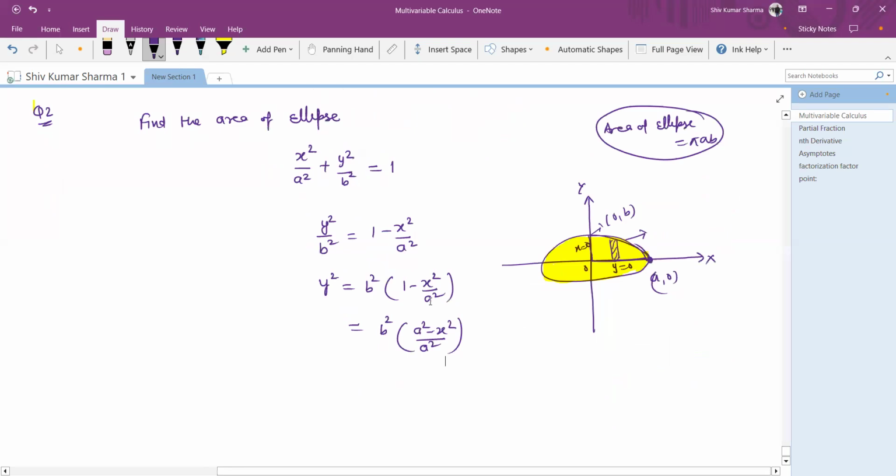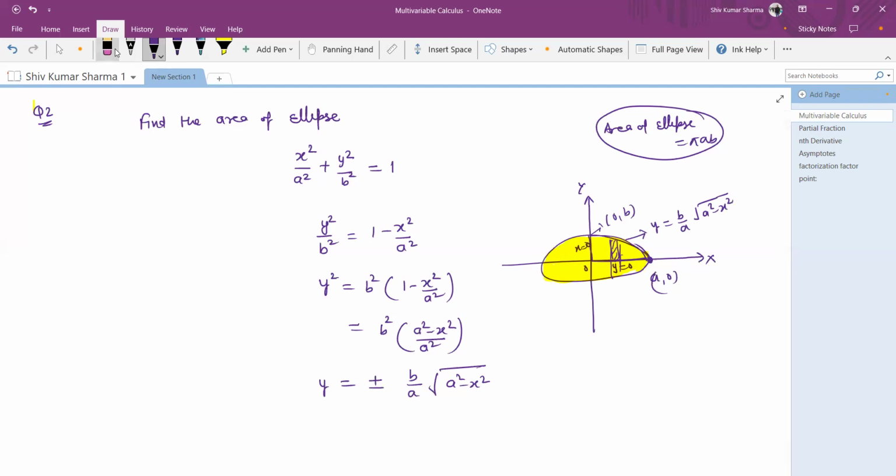Okay, so we are going to calculate for the first quadrant. We take the value of y as b upon a root a square minus x square. But when we are taking the first quadrant, we take the limit as y equal to b upon a into root a square minus x square. If we were taking the elementary step for the complete ellipse, then we would take the limit as minus b upon a to plus b upon a. But we are not taking the elementary step for the complete one, so we just take the first quadrant only. That's why we take the limit as.